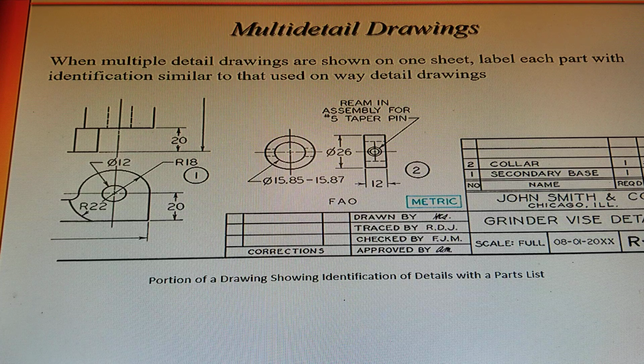Multi-detail drawings. When multiple detail drawings are shown on one sheet, label each part with an identification similar to that used on single detail drawings. Okay, trying to figure out what exactly that wording meant. Anyway, you have part number 1 and part number 2 there. They're on the same drawing, but they're labeled separately. And in the right hand corner above the title block, you have the bill of material. Number 1 is a secondary base, and number 2 is the collar.